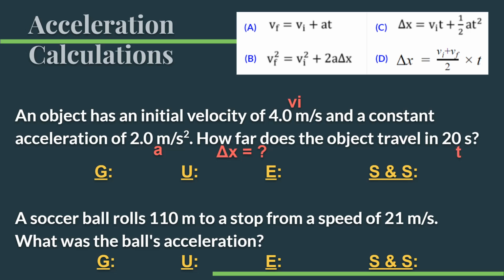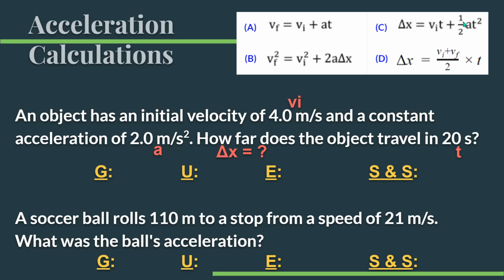Okay, so again, with the information labeled, and you could write it on your paper, I labeled it on the question. I have VI, A, delta X, and T. So again, if you look at these equations, which one would be the most appropriate to use based on the information I have and what I am looking for? A, B, C, or D? Yeah, equation C: delta X equals VI times T, I have those, plus 1/2 times A, I have that, times T squared.